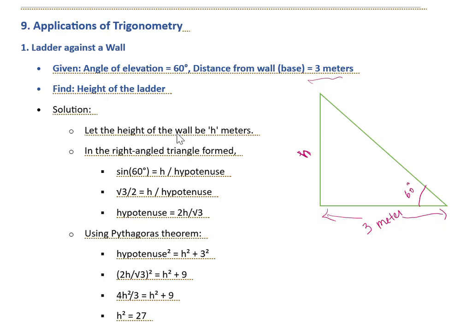Okay, let the height of the wall be h meter, and in the right angle triangle formed, sin 60 is equal to h by hypotenuse. The value of sin 60 is root 3 by 2, equal to h by hypotenuse, where the value of hypotenuse we are finding as 2h by root 3, using Pythagoras theorem.